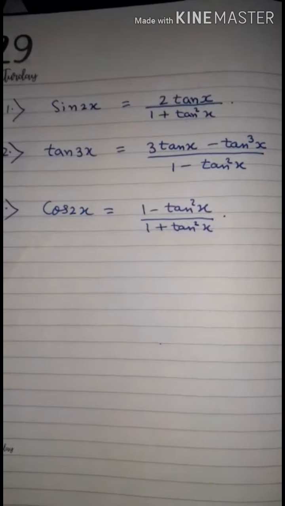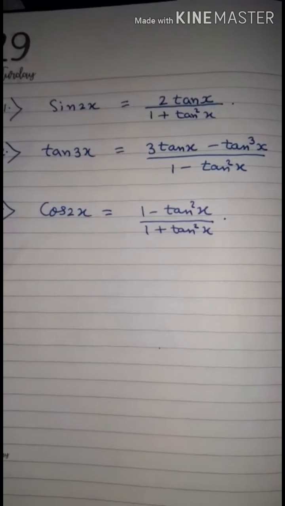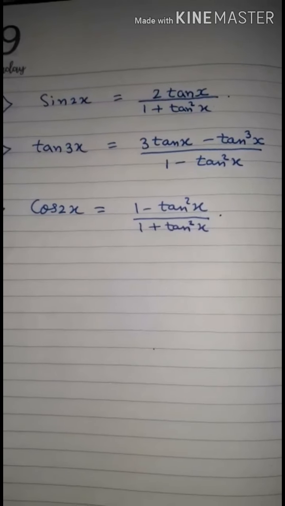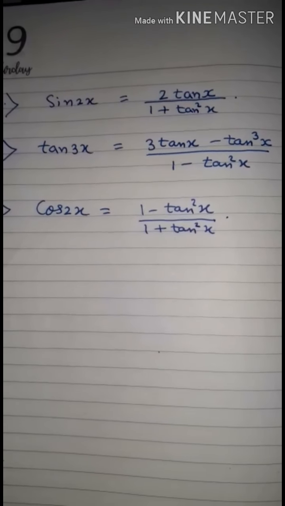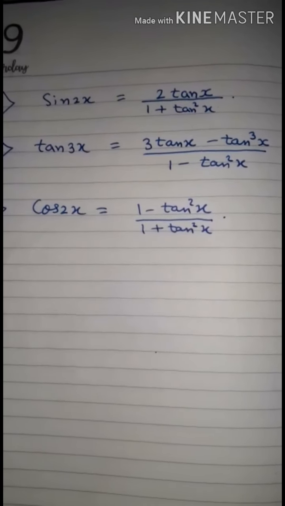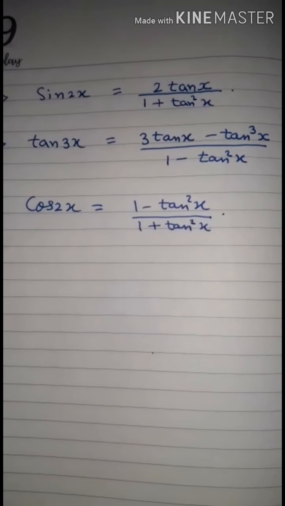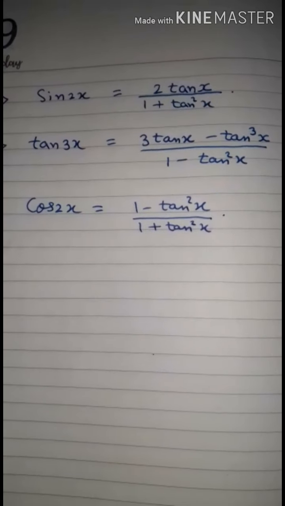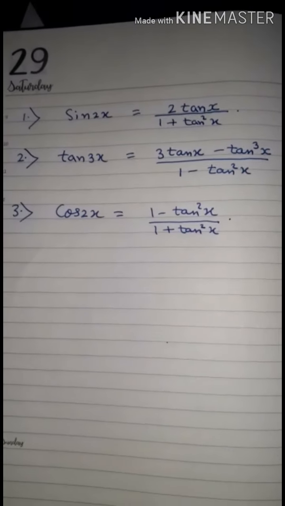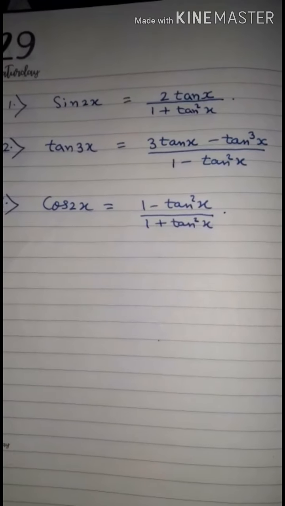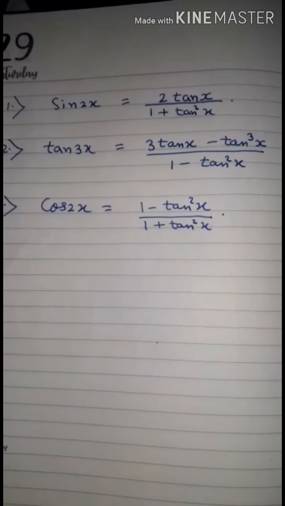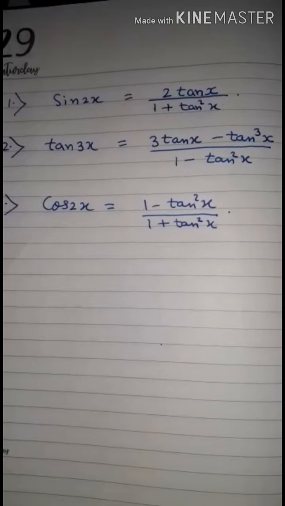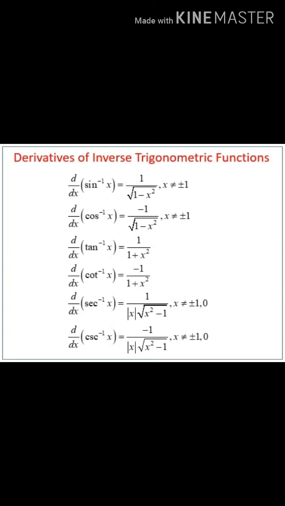Before this, we must know sin 2x, tan 3x and cos 2x, which we have done in the +1 class, previous class trigonometry. Sin 2x is equal to 2 tan x upon 1 plus tan square x, and tan 3x is equal to 3 tan x minus tan cube x by 1 minus 3 tan square x, and cos 2x is equal to 1 minus tan square x upon 1 plus tan square x.